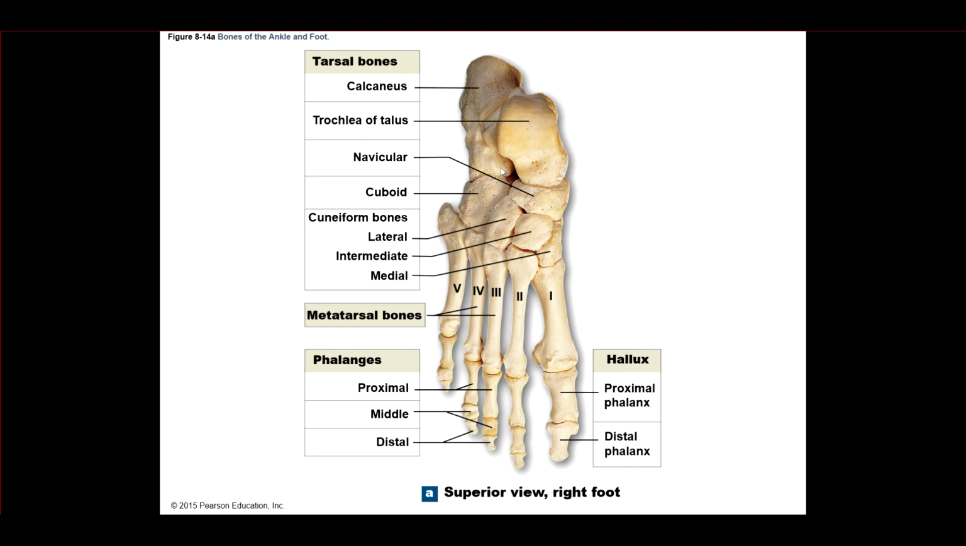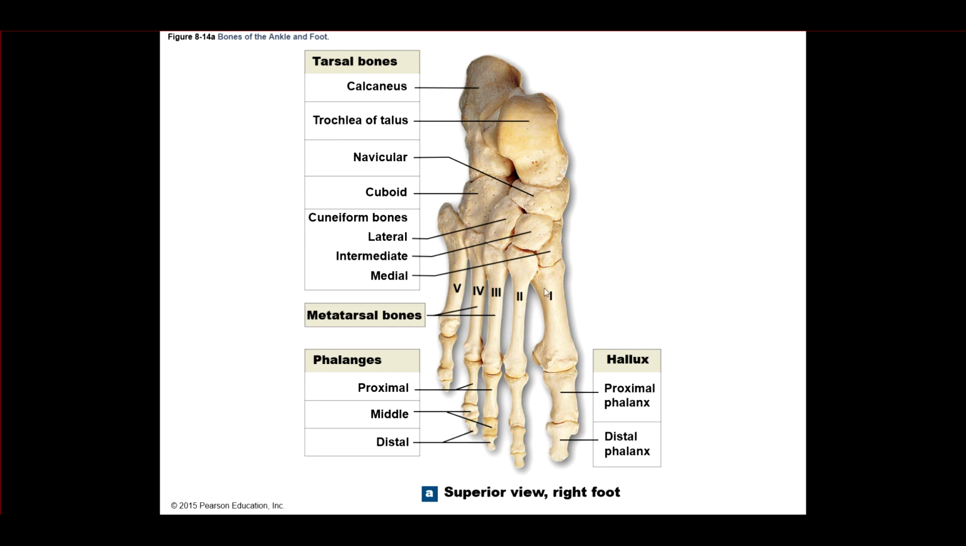So the 7 tarsal bones: talus, calcaneus. Once you find those, in front of the talus is the navicular, and then three bones, all named the same, cuneiform: medial, intermediate, lateral. And finally, right here, this box is the cuboid.